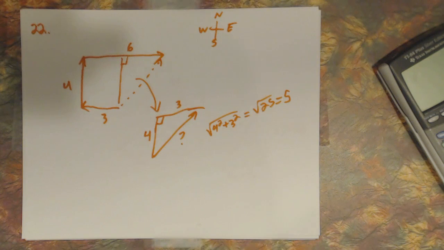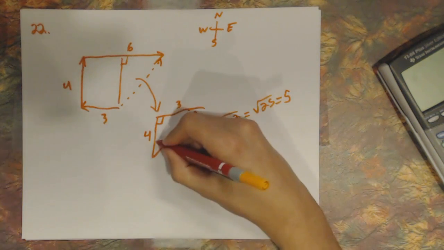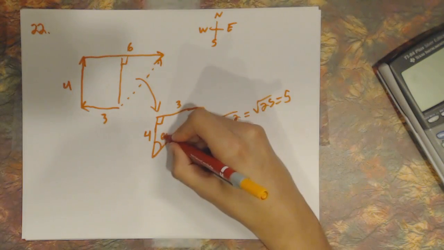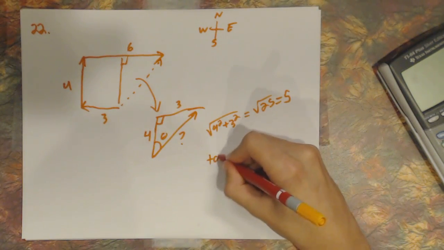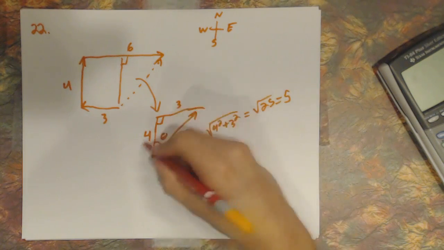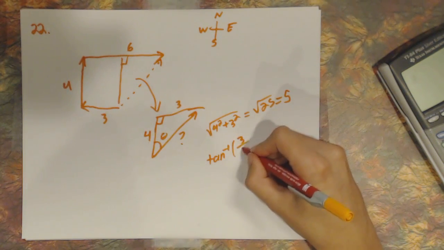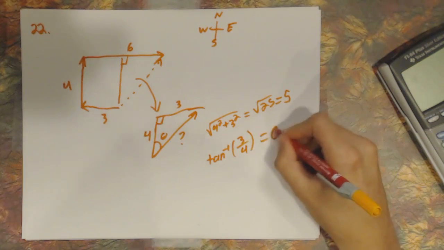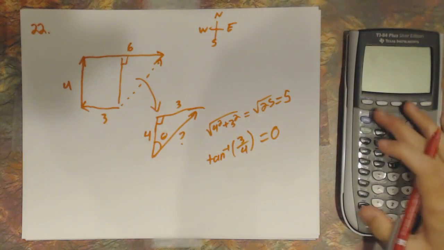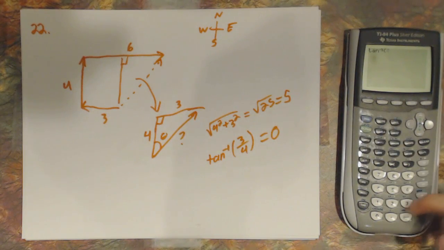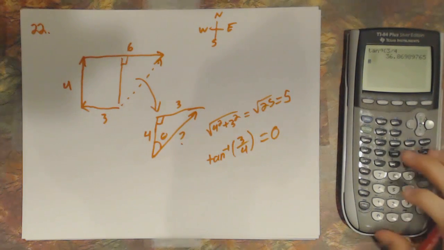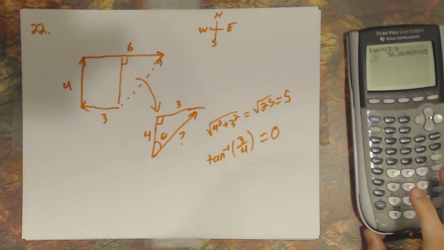And also you need a direction for that. So to find our angle, we'll just pick this as our angle. That's a really bad looking theta. We'll go inverse tangent of opposite over adjacent, so 3/4 equals theta. So to do that, we're going to go inverse tangent of 3/4, and you get 37 degrees.